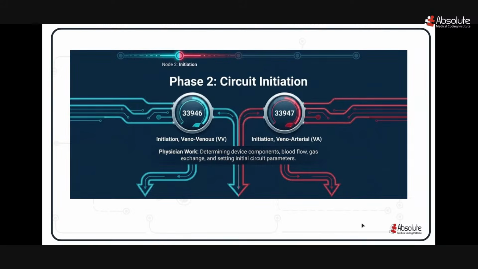Next, let's move on to the second phase, that is the initiation phase. Now that the patient is connected to the ECMO, it is time to move to the next critical stage. This is when ECMO support actually starts. Once the cannula are in place, we cannot simply turn on the machine and walk away just like that. Absolutely not. The physician must carefully configure and initiate the ECMO circuit before support can begin safely.